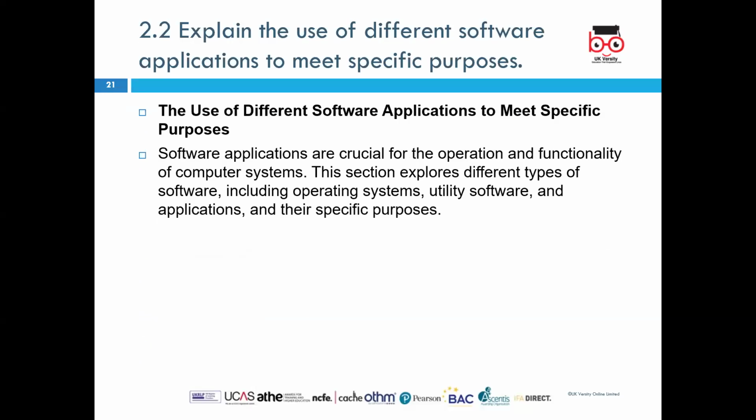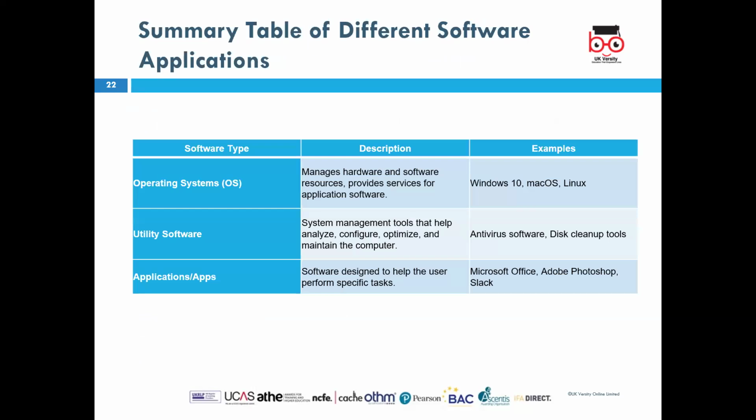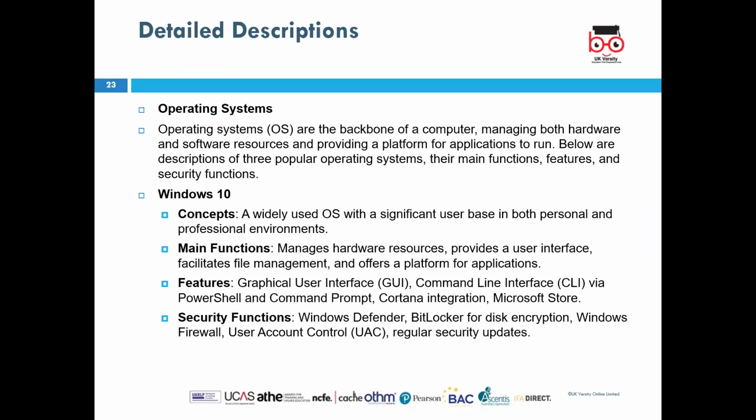So now I'm going to explain the use of different software applications to meet a specific purpose. We've looked into hardware components. Now we're going to understand software and applications and where we find them. We all know what our operating system does. Utility software, such as system management tools, will help us to analyze, configure, and optimize computers. And the application allows us to do our day-to-day tasks and activities.